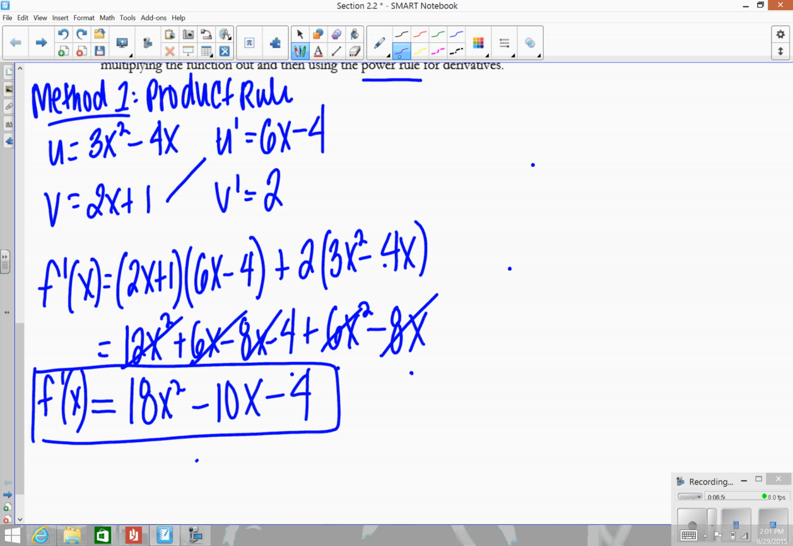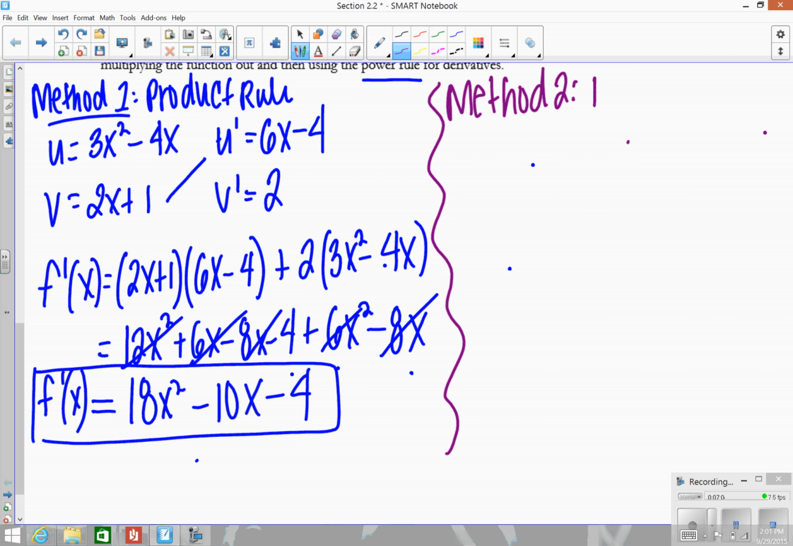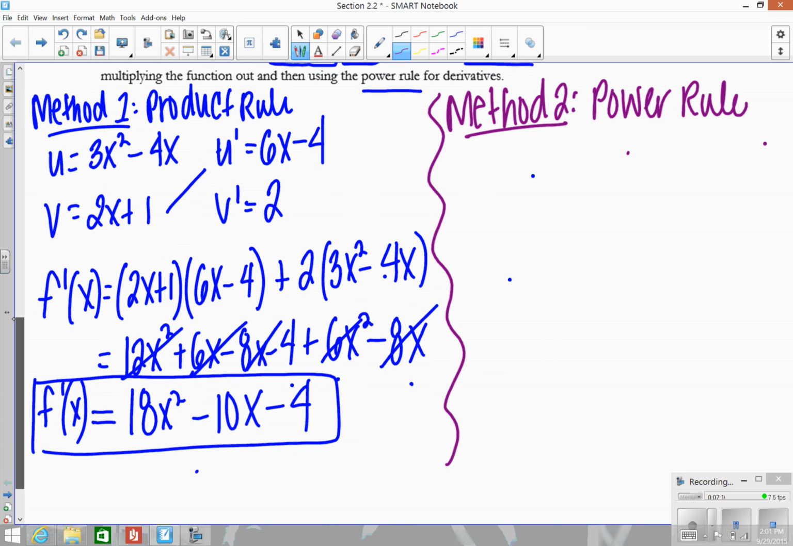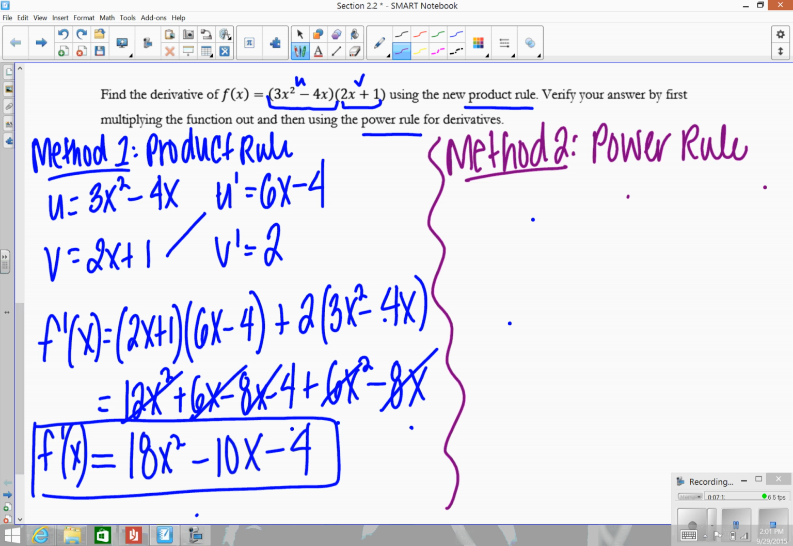So now I'm going to do this, but I'm going to do it a different method using the way that we would have done in section 2.1, which is using the power rule. So according to the power rule, in order to be able to use the power rule, you have to get your function into the format of a coefficient times an x raised to a power, and then addition and subtraction between those terms. So the first thing I would have to do with this is I would have to rewrite f of x. So let me just first bring it down.